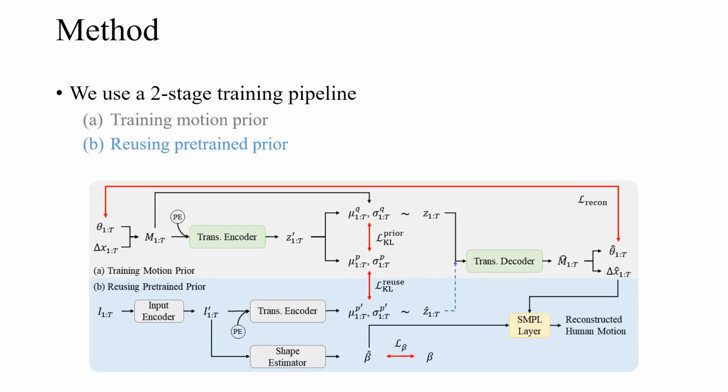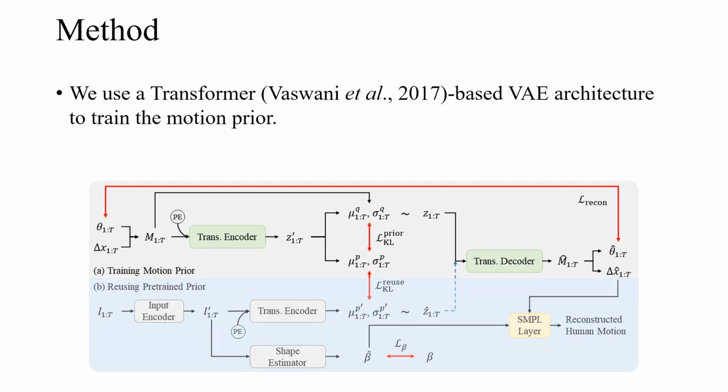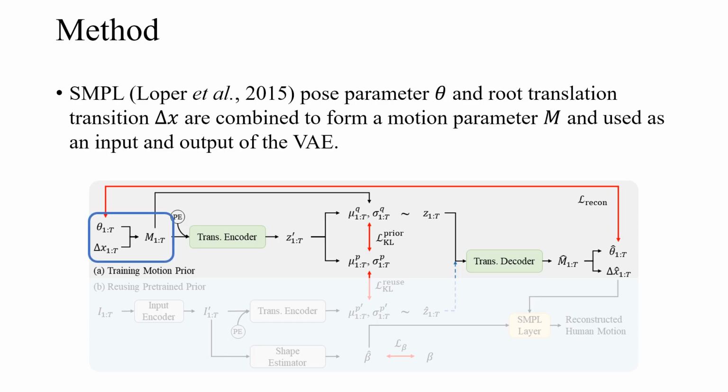I will now explain the method of our work. We use a two-stage training pipeline. We first train the motion prior, and then we use the pre-trained prior for the motion estimation. For the first motion prior training phase, we use a transformer-based VAE architecture. We combine the SMPL pose parameter and the transition of the root translation to form a motion parameter M, and use it as an input and output of the VAE.